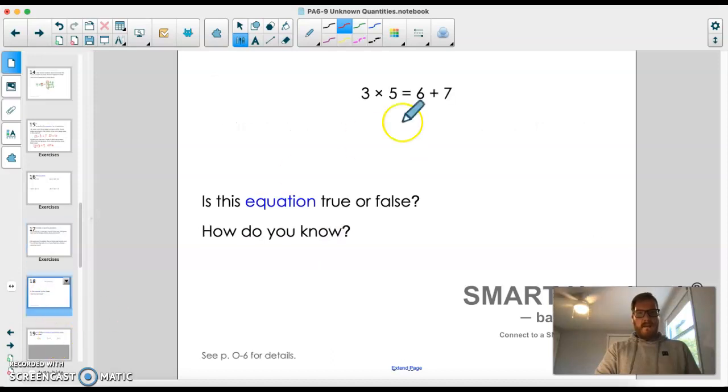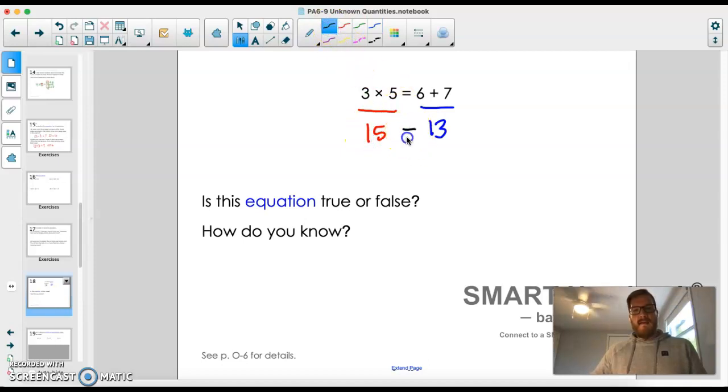Let's see to this one about checking if an equation is true or false, because this one gets us right into number 6 on page 71. So here on the left side, we have 3 times 5, and the claim is that 3 times 5 equals 6 plus 7. Well, 6 plus 7 is 13, and 3 times 5 is 15, and so we would say that is not equal. They are false.